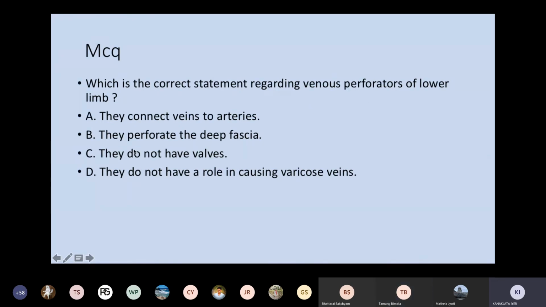There are two more. Which is the correct statement regarding the venous perforators of the lower limb? They connect the veins to the arteries. Right or wrong? Wrong. They connect veins to veins. They perforate the deep fascia. Right, correct. They do not have valves. Wrong. And they do not have any role in causing varicose veins. This also is wrong. So the correct answer is B.